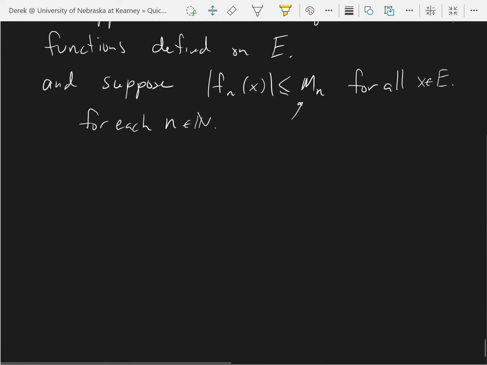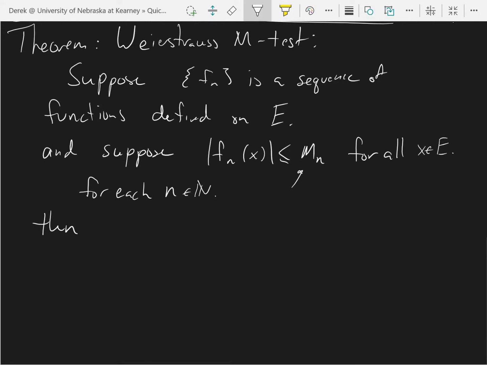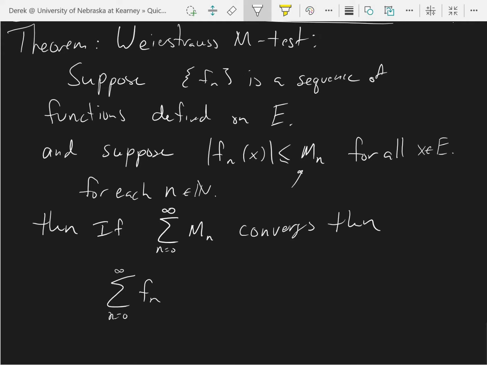Okay, then if the sum of the M sub n's from n equals 0 or 1 or wherever you're starting your sequence converges, then the sum of the f sub n's from n equals 0 to infinity, or wherever we started, converges uniformly.